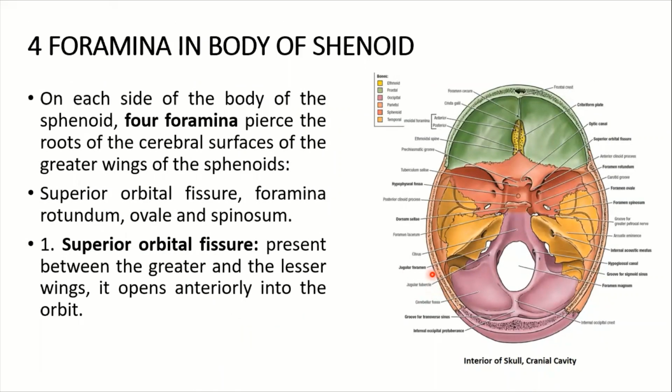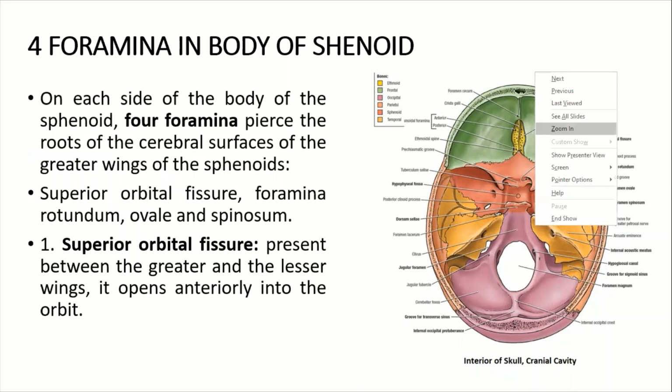And let's talk about four foramina in the body of the sphenoid. This is the body of the sphenoid, right here. This is the sphenoid bone, this body, and these four foramina forming a crescent are present on each side, four here and four here. And their names are the superior orbital fissure, the foramen rotundum, foramen ovale, and the foramen spinosum. Right, so let's identify them in a zoomed form.